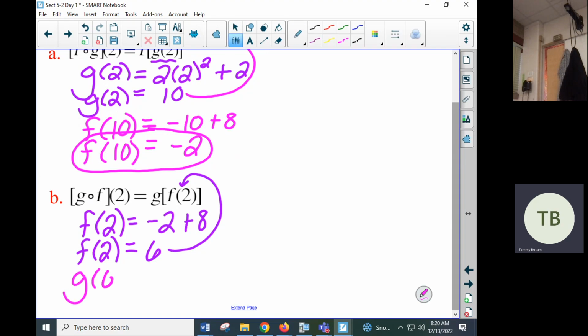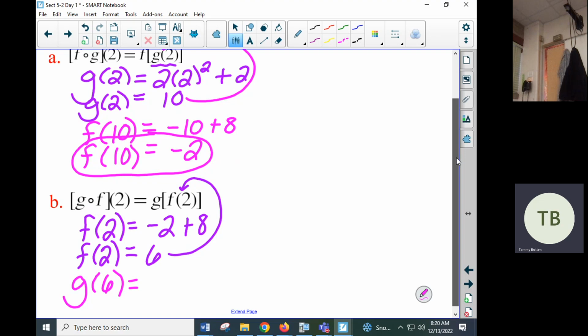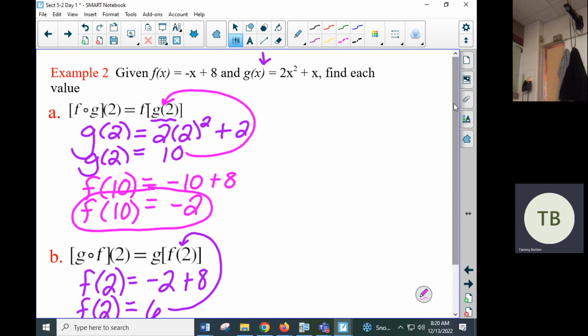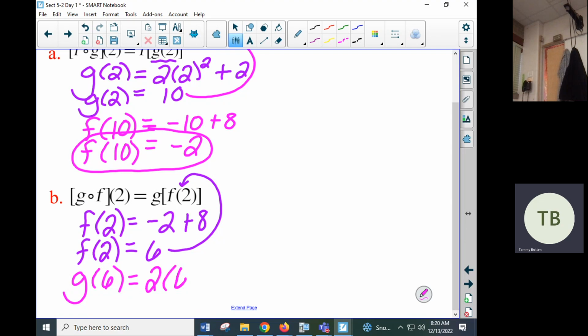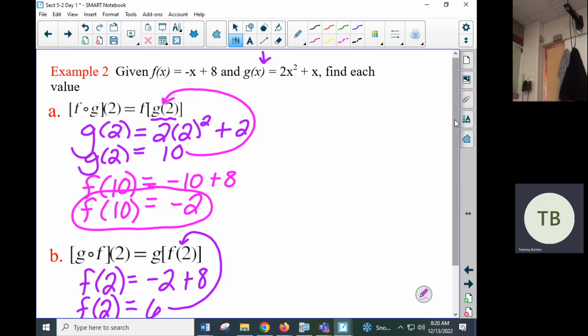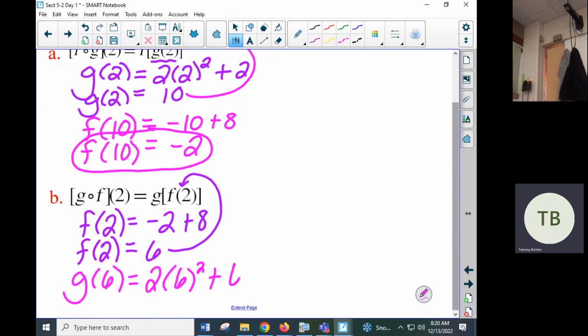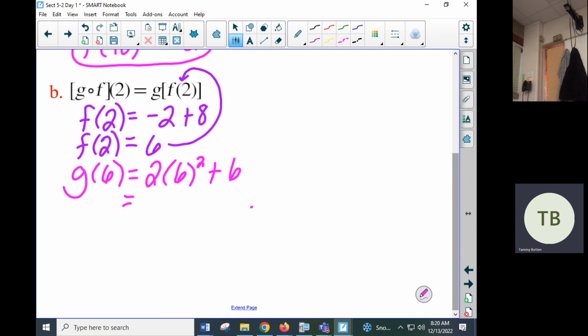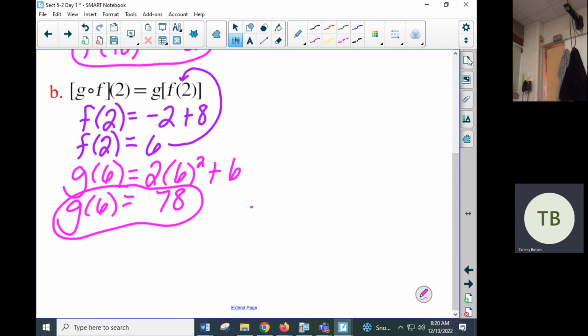So we would be doing G of 6, and G of 6, G is 2x squared plus x. So it'd be 2 times 6 squared plus 6, because it's 2x squared plus x, so plus 6. Now, again, that might be one you put in your calculator. 6 squared is 36, times 2 is 72, and 72 plus 6 is 78. So that is our final answer. Okay.